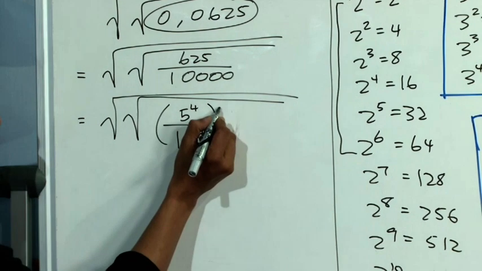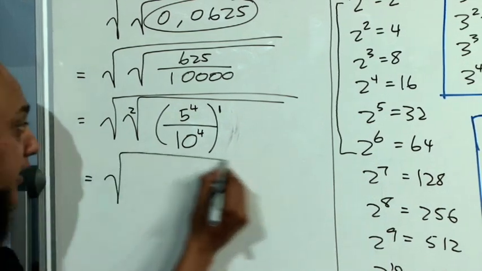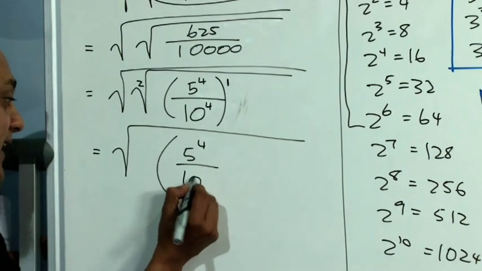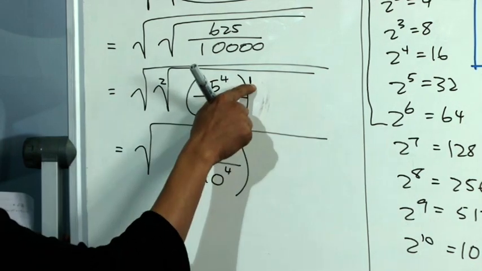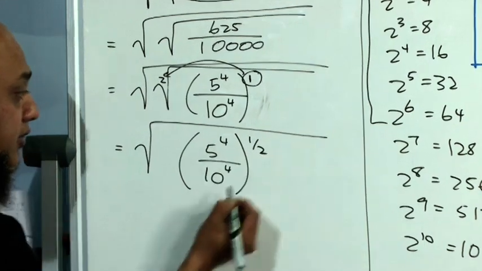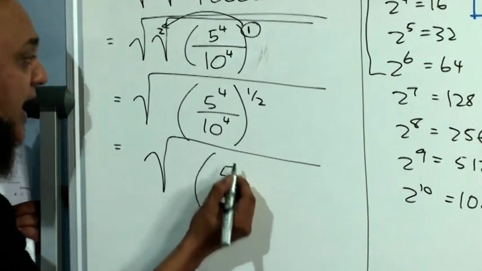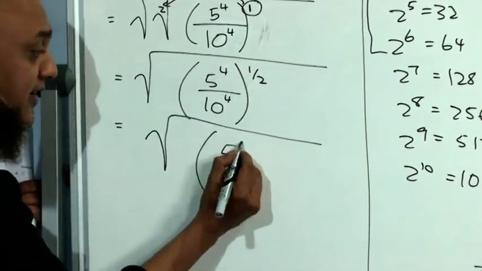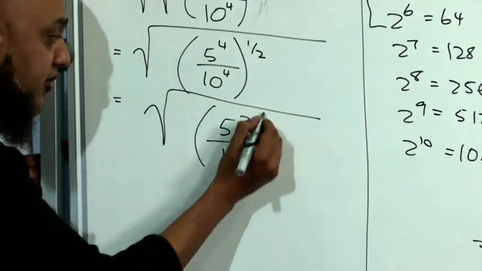Now remember, the power out here is 1. This is the square root. So this is equal to the square root of 5 to the power 4 over 10 to the power 4, to the power, we're removing the third sign here, so it's 1 over 2. Remember, inside power divided by outside root, so it's 1 over 2. So this is the square root of 5 to the power 4 times a half. We're raising a power, so we multiply. 4 times a half is 2, over 10 to the power 4 times a half is 2.